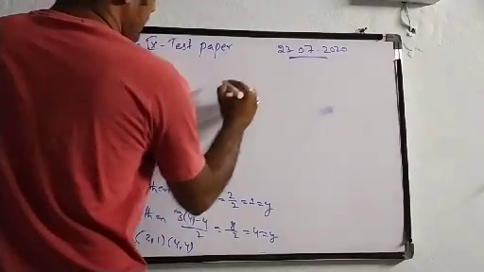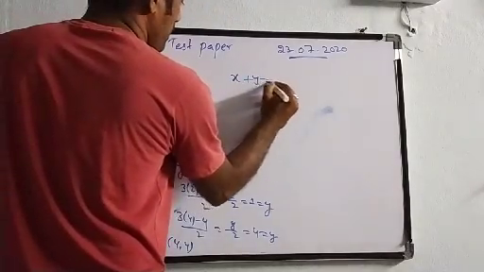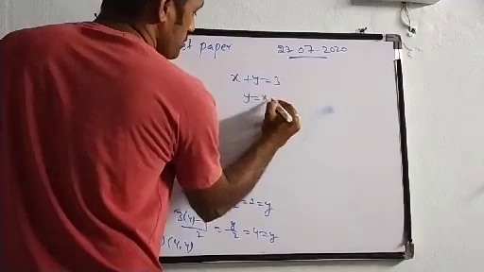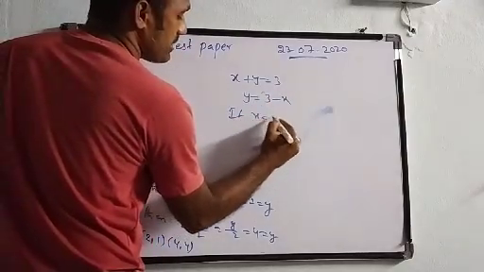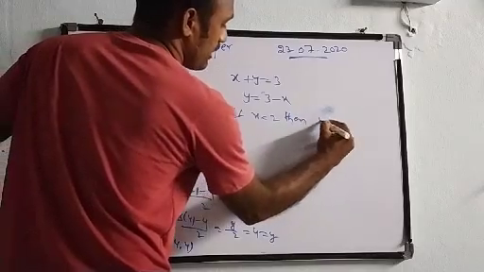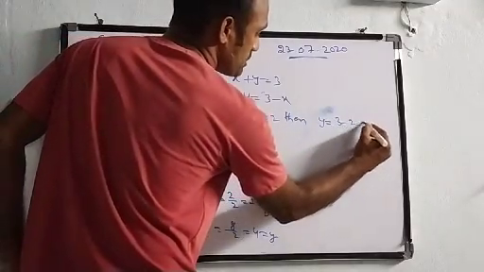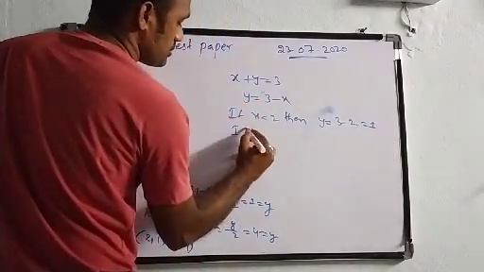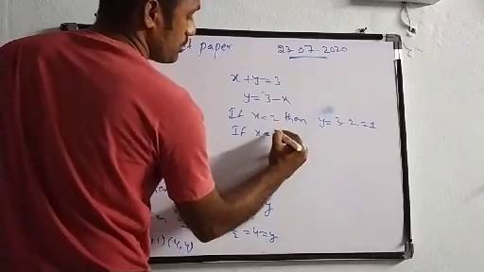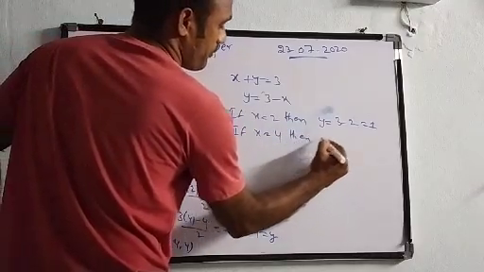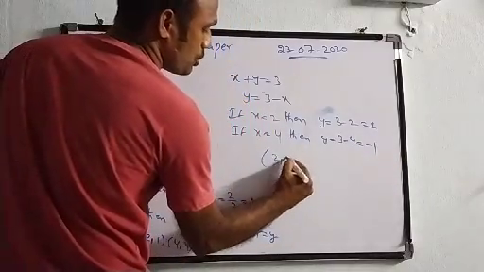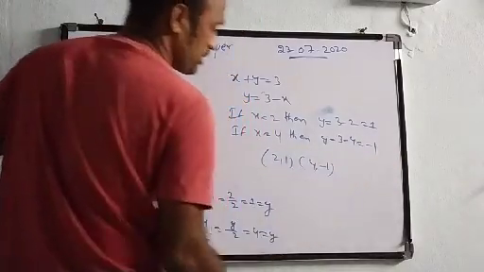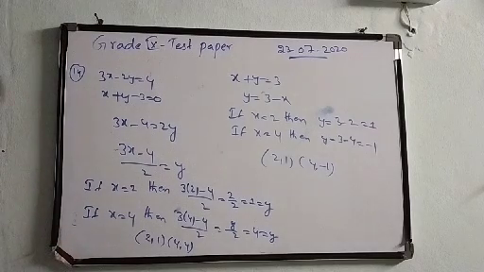Next, if you observe the second linear equation, this is x plus y is equal to 3, y is equal to 3 minus x. So if x is equal to 2, then y is equal to 3 minus 2, which is 1. If x is equal to 4, then y is equal to 3 minus 4, which is minus 1. So the points are 2 comma 1 and 4 comma minus 1. So let us plot these points in the graph sheet in the Cartesian plane.